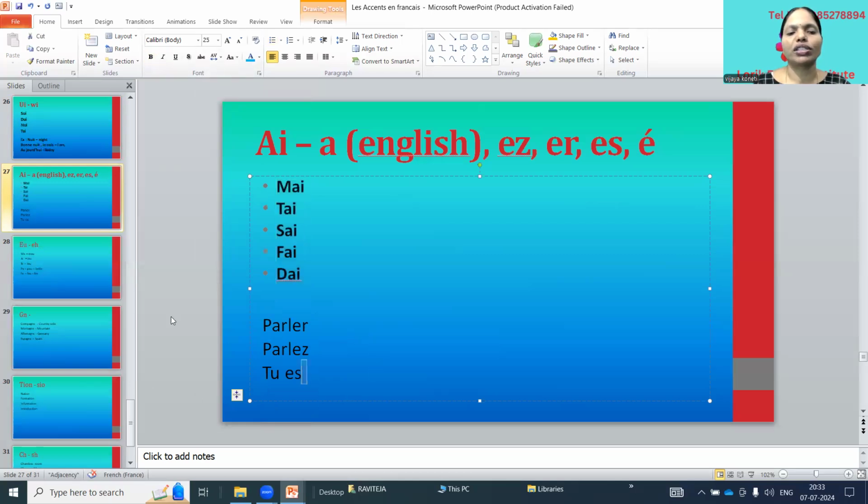D'accord? For example, say, parle. So the ER sound will be an A sound. And in parle, EZ is also an A sound. QA, okay, A sound. D'accord? QA. ES is also an A sound. Okay, next one.